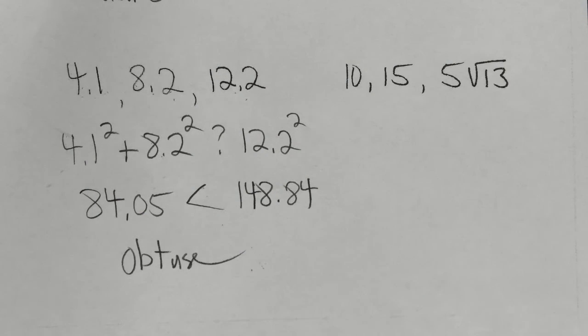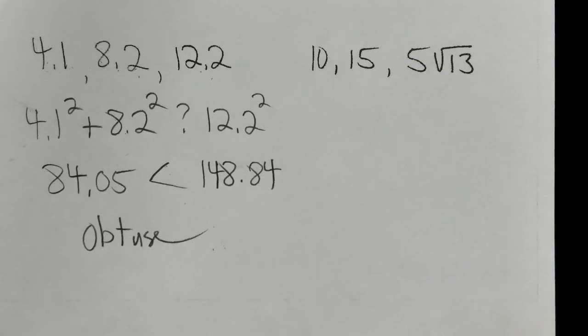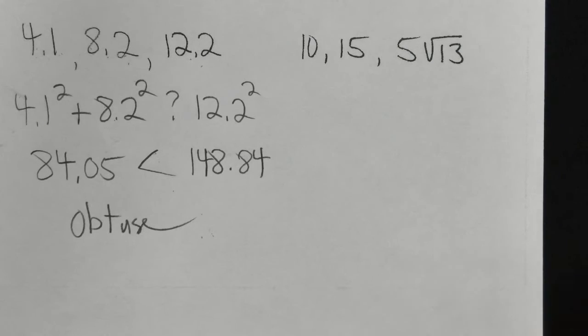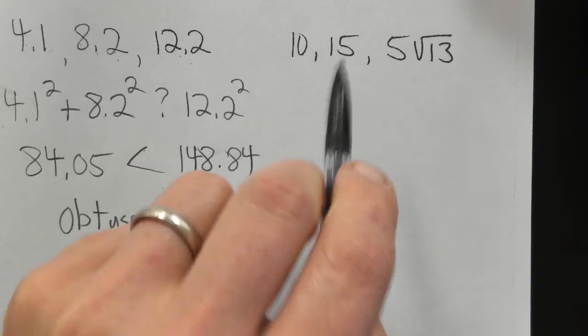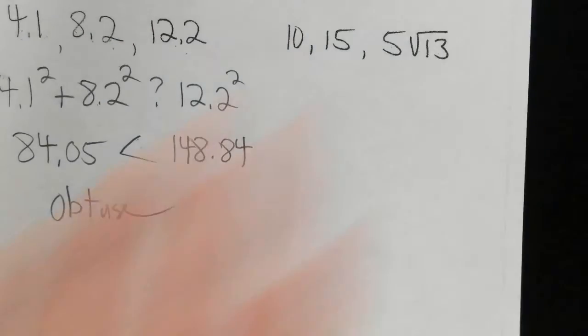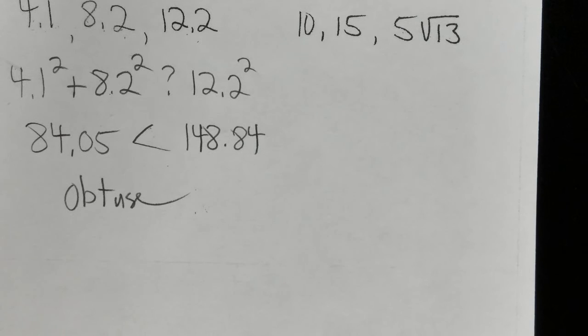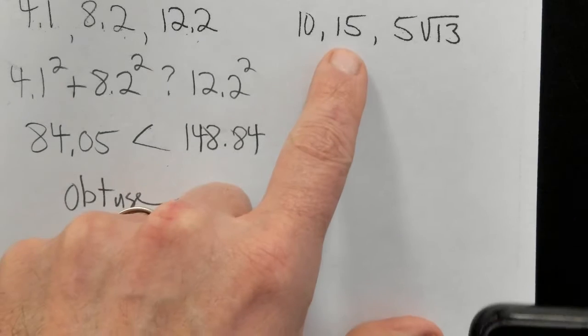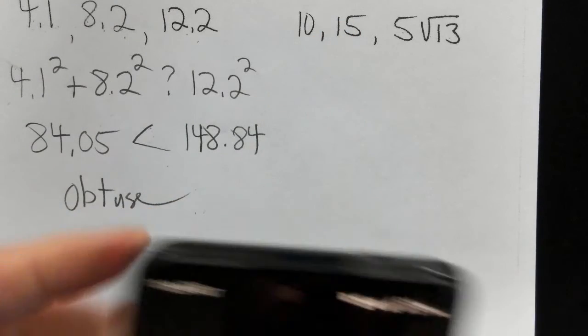Okay, one more that we need to take a look at here, and that is going to be this last one. Now, 5 square roots of 13. What we'll have to do there is we need to plug that into the calculator and kind of see what that's going to be equal to so that we can tell whether it's longer than 15 or not, right? So we can tell what our C is.